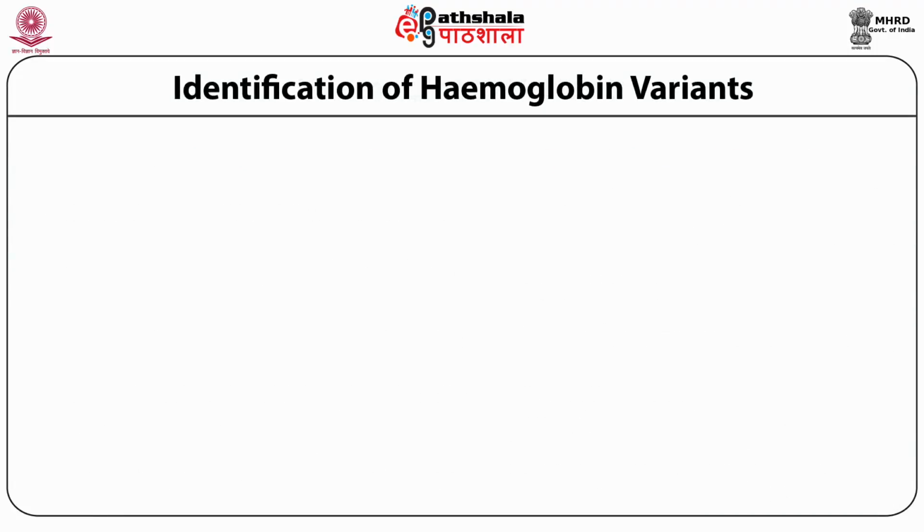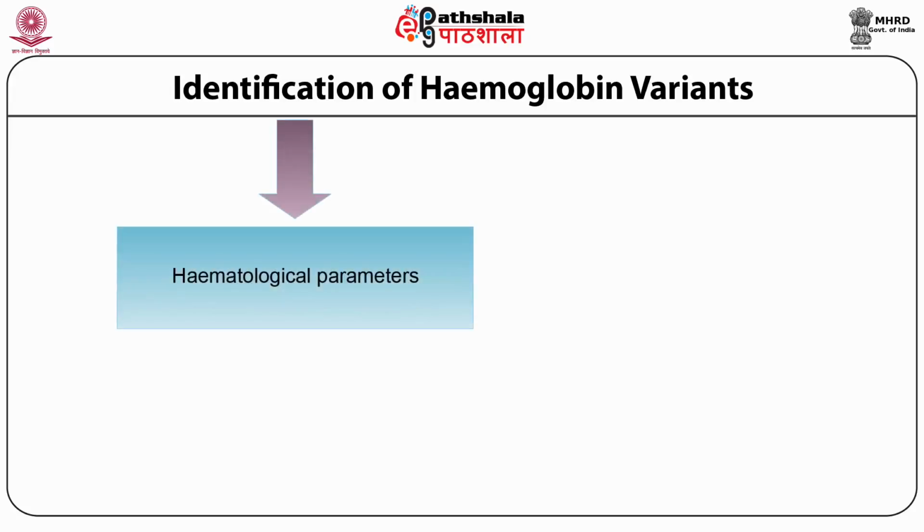Now, what are the identifications of hemoglobin variants? First, we'll discuss hematological parameters. The reason why the majority of hemoglobin variants display normal red cell indices is that the amount of the variant hemoglobin synthesized in the red cells of a heterozygote is expected to be equal to the hemoglobin A, or HbA.